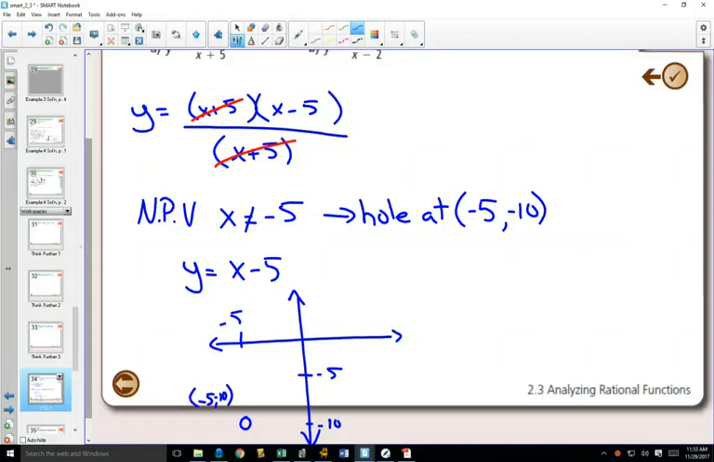How do I graph y equals x minus 5 otherwise? Well, it has a slope of 1. It has a y-intercept at -5. So your graph would look like that, arrowheads on the end, with a hole in it. So you use your skills. You know how to graph lines already. The only thing different now is you've got a hole in your graph.